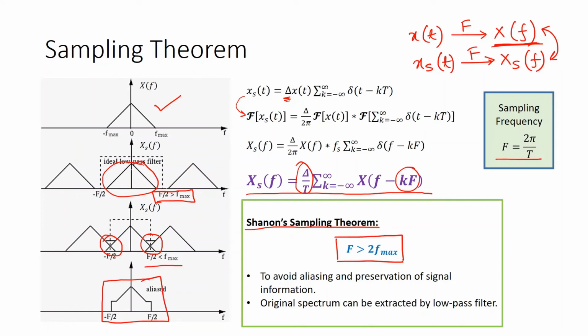So this is Shannon's sampling theorem. I hope it is already covered in your signals and systems class, but we have a revision here. There is no proof in this course for this particular theorem, so this is what you need to maintain.